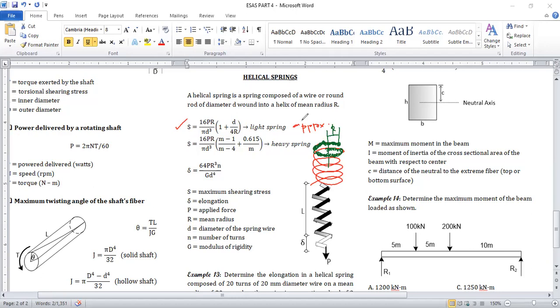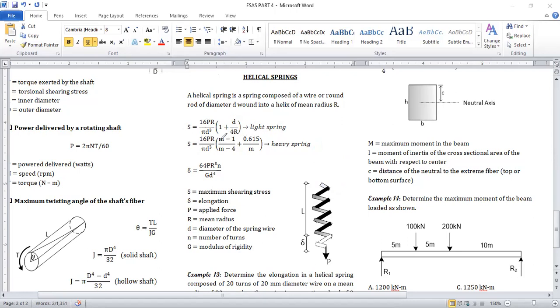Okay, so sometimes the approximate formula may not give the exact result for the spring, because this is only intended for light springs. When you say light spring, the ratio D over 4R is very small. If you cannot find the answer, there is a more precise formula for calculating the stress of a spring, using the heavy spring formula.